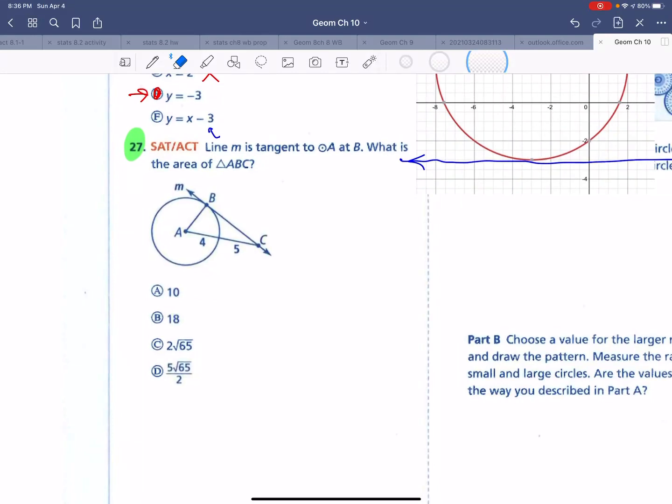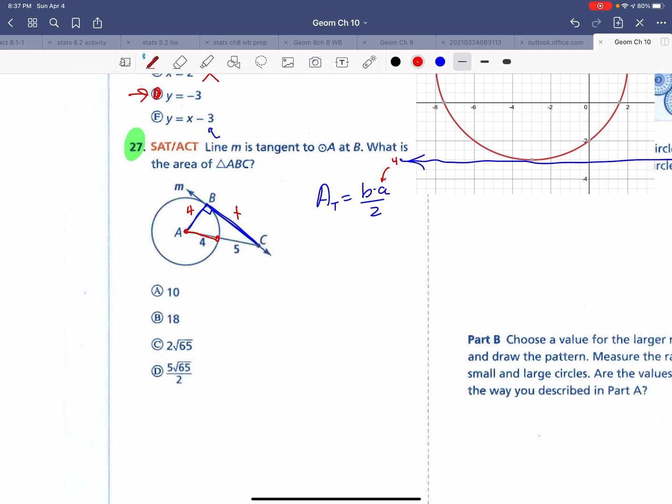Okay, 27. Line M is tangent to AB. What is the area? Okay, so the area of a triangle is base times altitude divided by 2. So this is our base, and this, because it's a right angle, this would be our altitude. So we just need those 2 dimensions. Well, we have one of them. This is a radius 4, so that also would be a radius 4. So that's nice. We can plug in 4 there. And be like, well, what is our base?